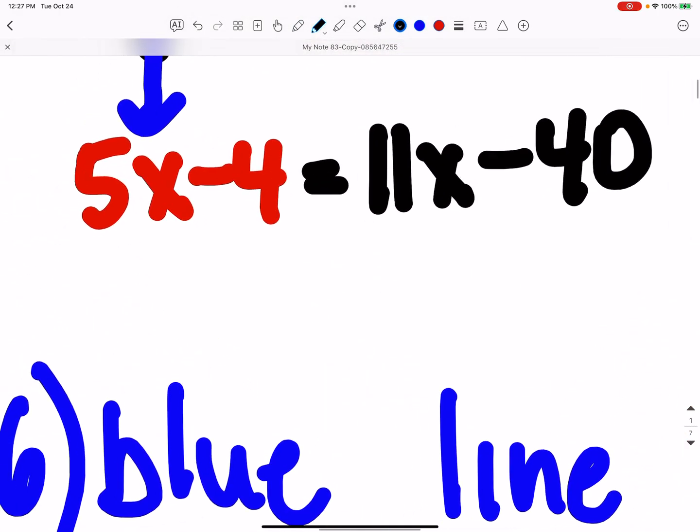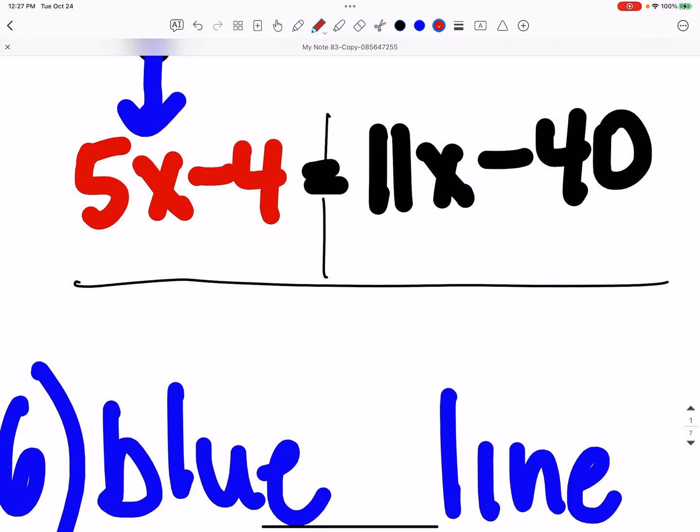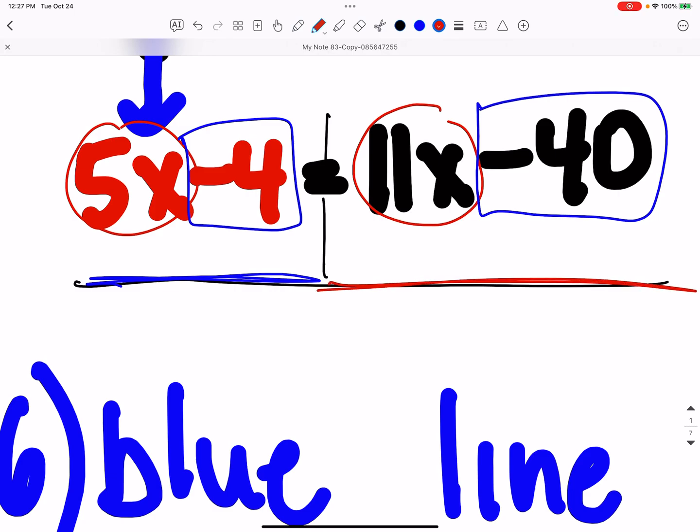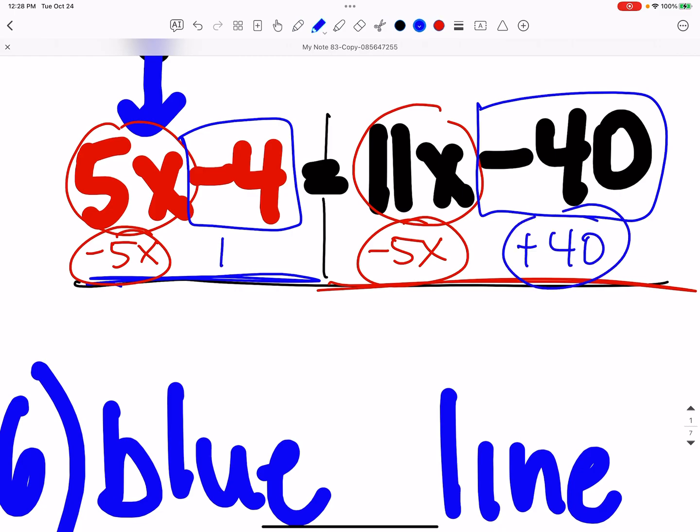Okay. I'm going to make my teams. I'm going to make this the blue side. I'm going to make this the red side. So this guy's got to leave this side and come over here. This guy's got to leave this side and come over here.